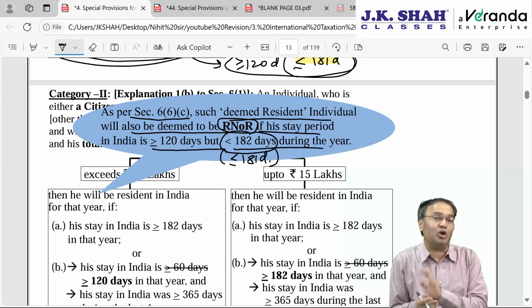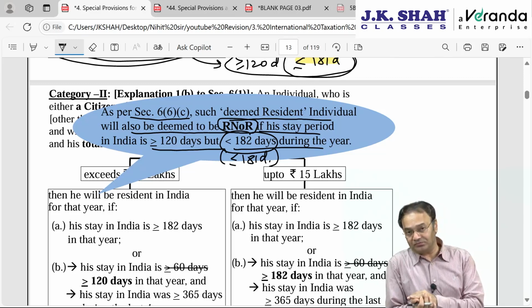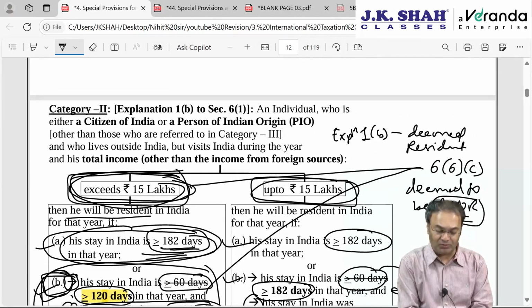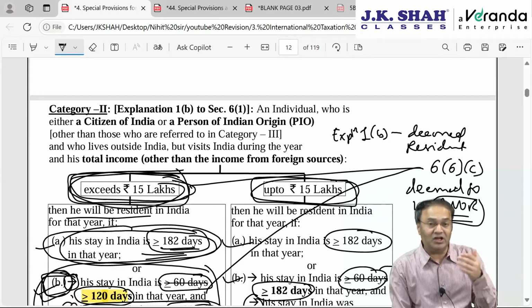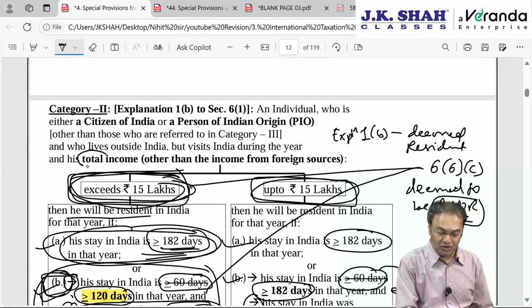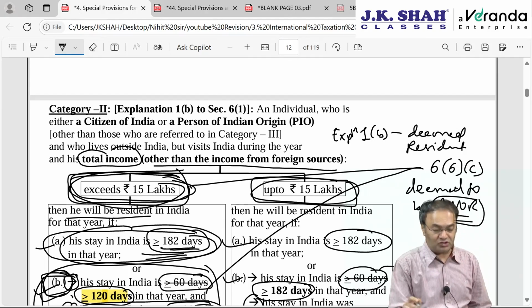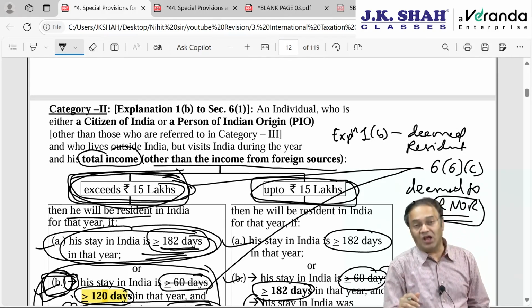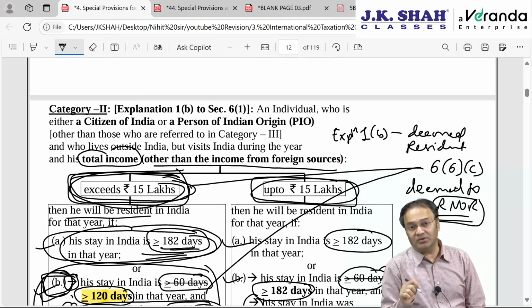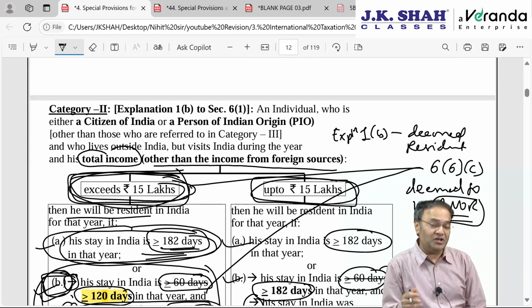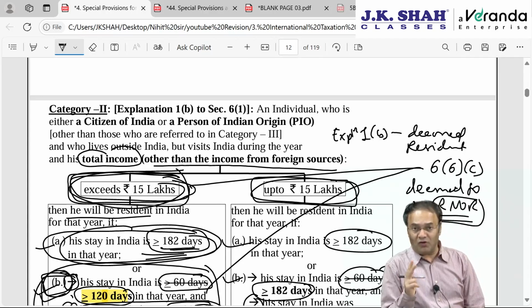Then we kept one point pending. What do you mean by Indian income? This is applicable only if his Indian income exceeds 15 lakh rupees, but it is not directly given that Indian income should exceed 15 lakh. It says income, that is total income, other than income from foreign sources, which means Indian income. However, there are two incomes which are actually foreign income but will still be considered as Indian income.